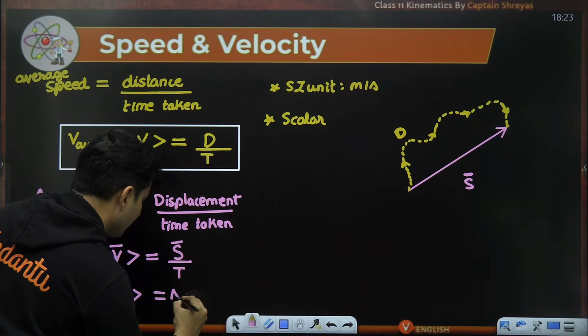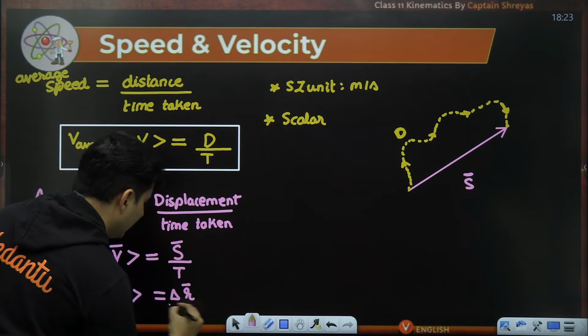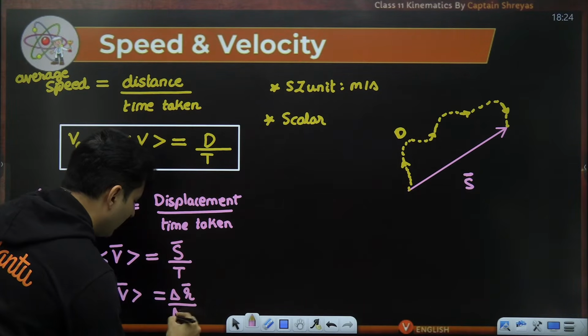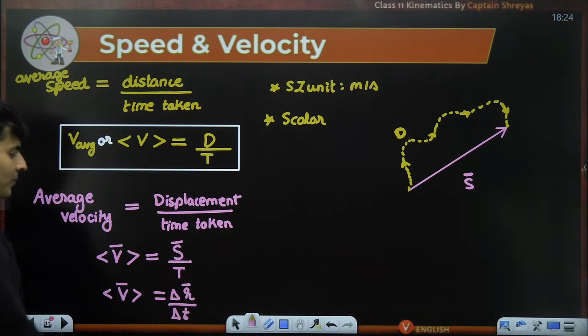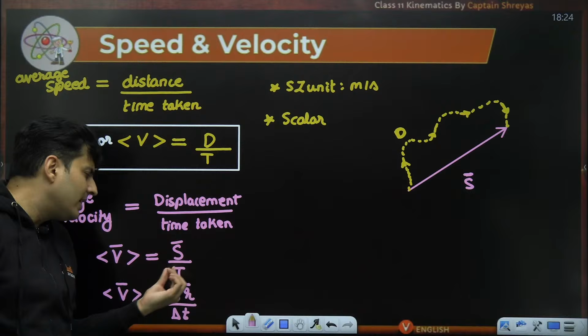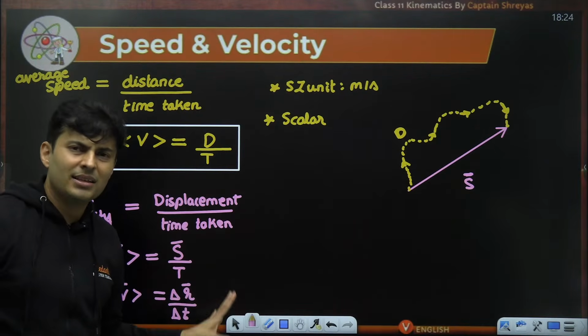So that means delta T, the time taken, is the final minus the initial time. Therefore, it is the interval of time. So delta T stands for the interval of time, which can be represented as capital T. It's one and the same thing.